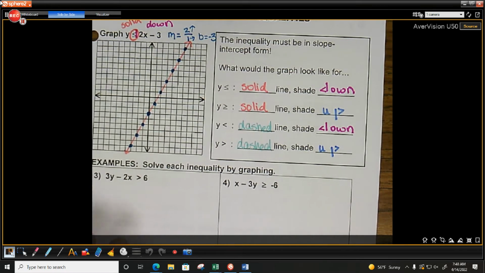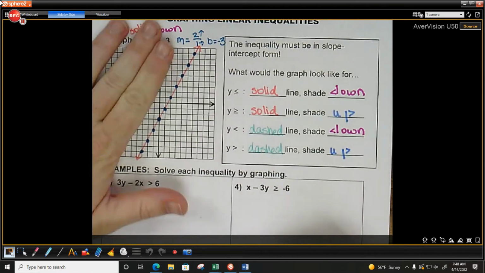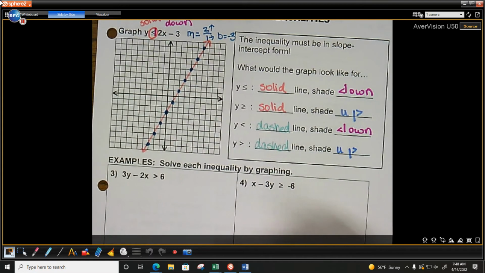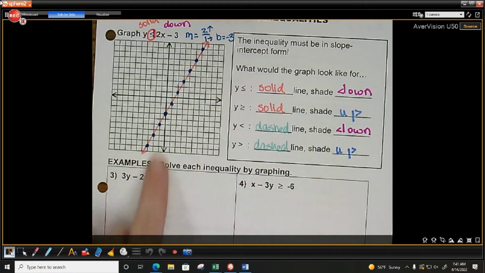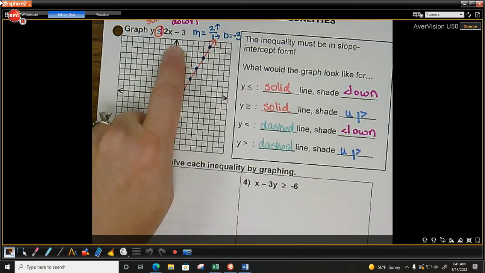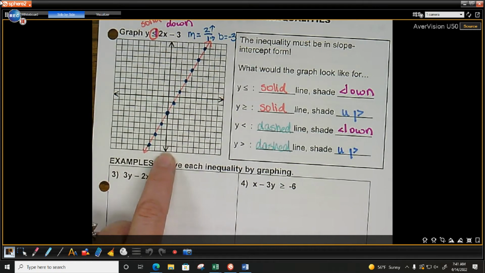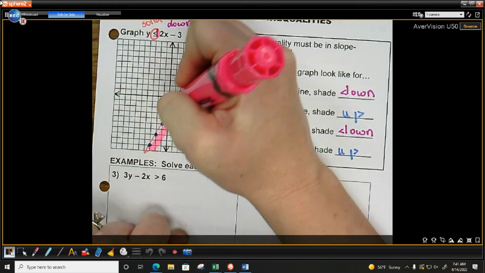Do we see how the line has separated my graph into two regions? This left part, this right part. Which one's going to be the down? The left or the right? The way I look at it is to look at your y-axis. Am I going to shade the part that has the arrow going up or the part that has the arrow going down? The part that has the arrow going down, because we're shading down. So I am shading this region.